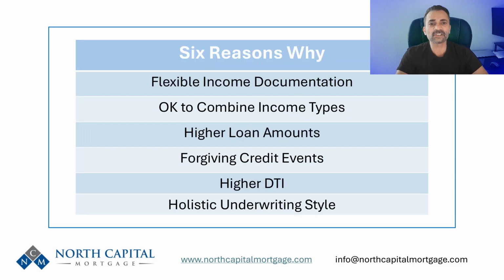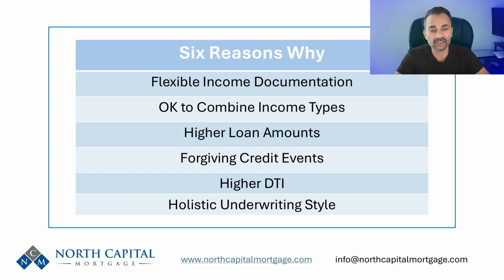So, six reasons why these alternative loans work. Well, the first one is obvious: flexible income documentation. No tax returns. The underwriter is going to work with you and look at some alternatives because they know that there are a lot of write-offs available for those who are self-employed. The second reason is that we are okay to combine income. If you have a wage earner job and you are a 1099 employee as well, we can utilize both of those incomes to help boost your qualifying parameters.